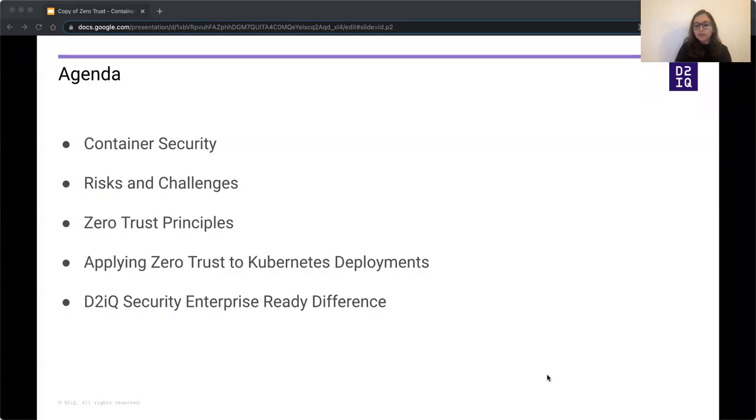On the agenda today, we have why container security is so important and the risks and challenges around it. We'll start at a high level on container security in general. Then we'll have a look at zero trust and how we can apply zero trust principles to Kubernetes deployments. And in the end, we'll wrap up by diving into how D2IQ Kubernetes platform products ensure your deployments are secure.